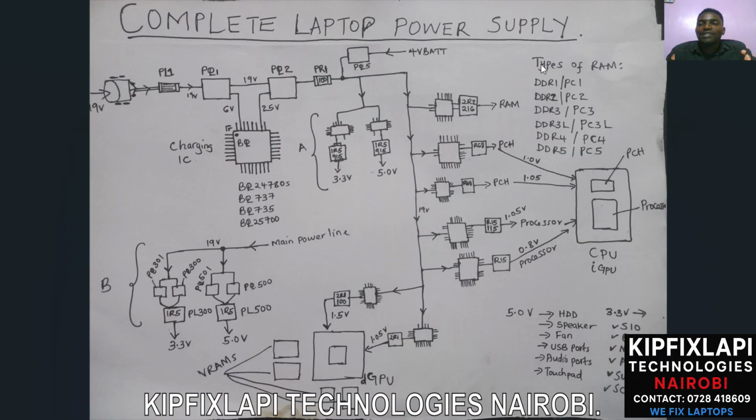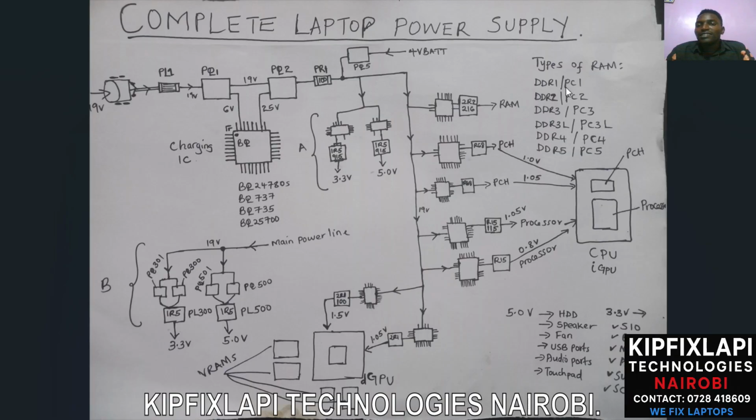We have several types of RAM, as I have written here. We have DDR1 or PC1, DDR2 or PC2. That's the same thing, right? DDR1 is also PC1, DDR2 also PC2, DDR3 also PC3, DDR3L also PC3L. So never worry. These types of RAM consume different types of voltages.